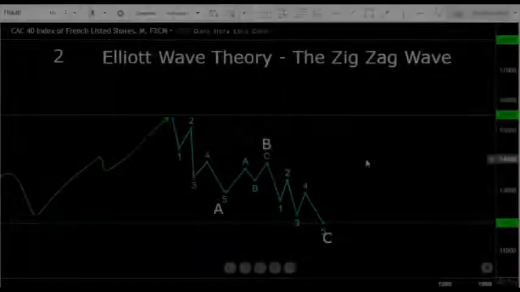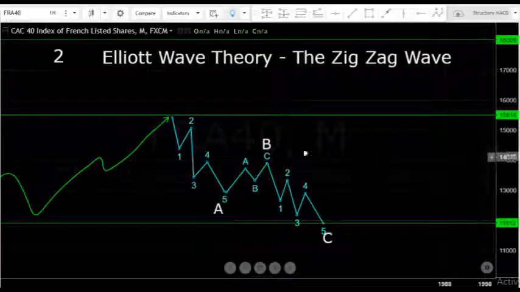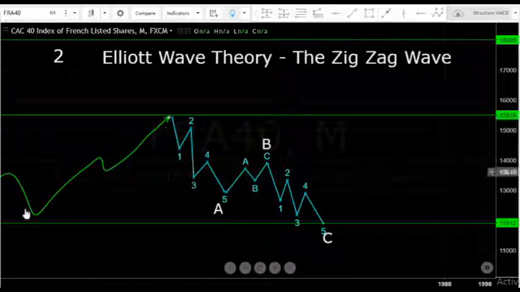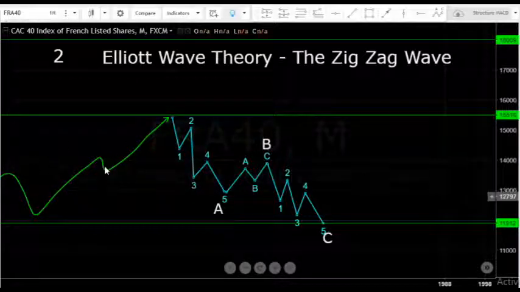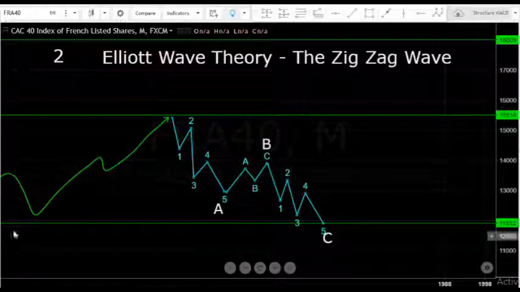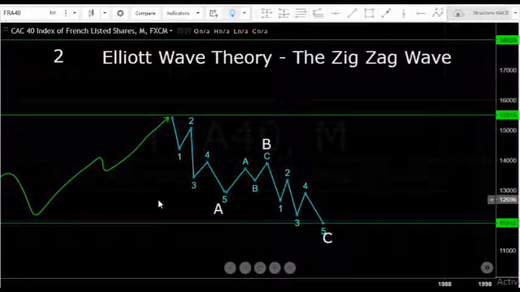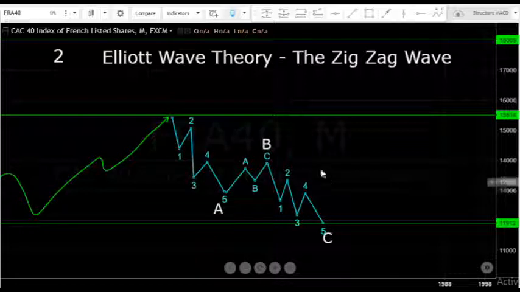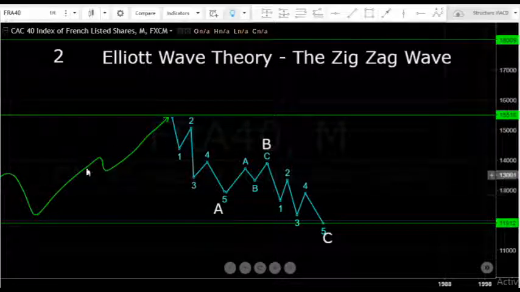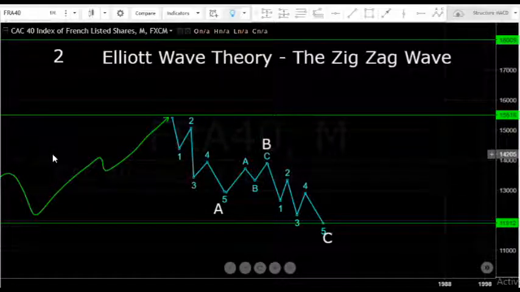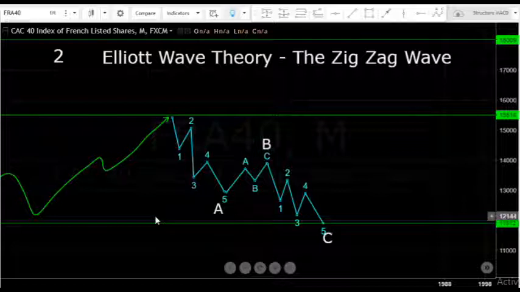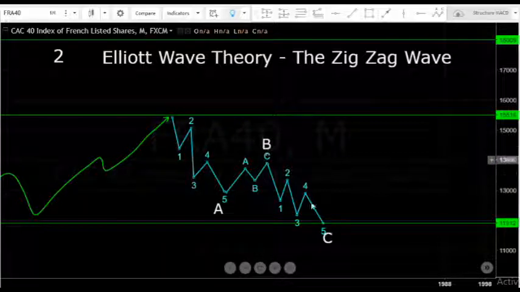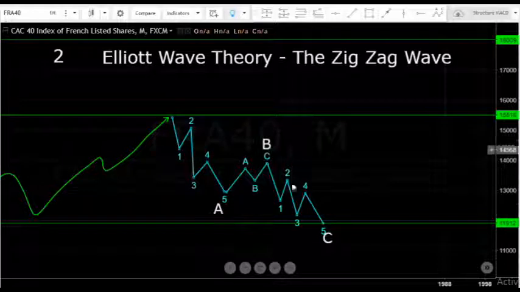So here we can see the subwaves of a zigzag. I've drawn this as our impulse coming up. Don't be worrying about that, guys. That's just a squiggly line. None of these mean anything. We'll look at the relationship between corrections and impulses much later on. For now we're learning the ABCs. So this is A, B, C. This is our zigzag, A, B, C.